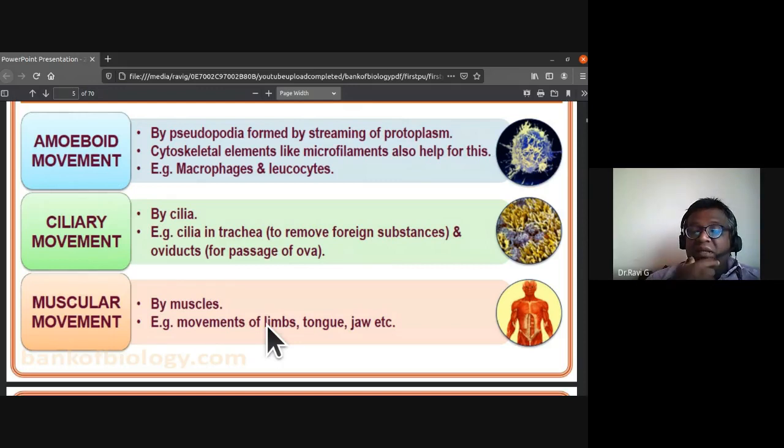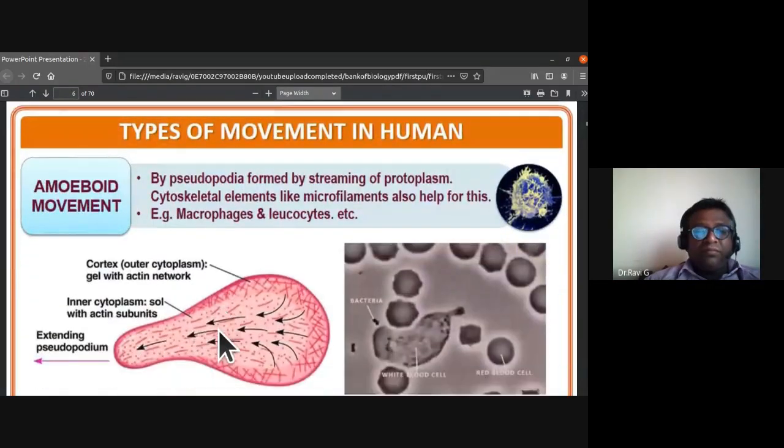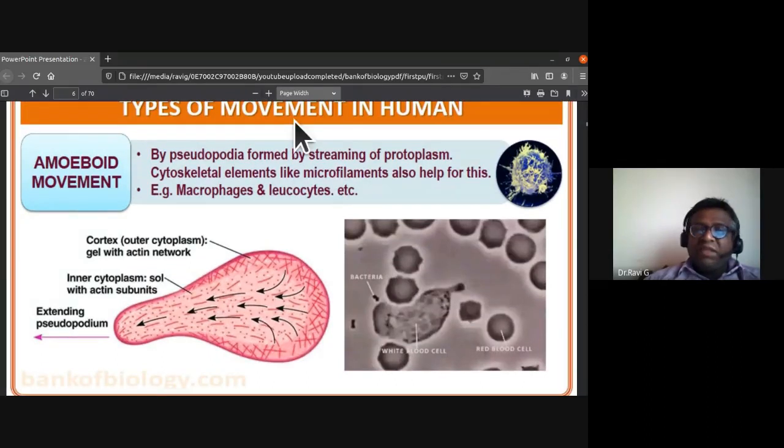Then jaws, the upper jaw is fixed to the skull, lower jaw is movable. So the lower jaw is movable when I'm speaking to you or delivering a class, isn't it? So this is the muscular movement. So you should understand about the third type of it, that is the muscular movement, which is brought about by muscles. Example is movement of limbs, tongue, jaw, etc. So we'll discuss each one of them in detail.